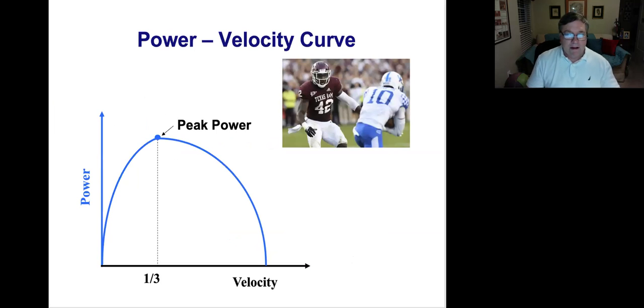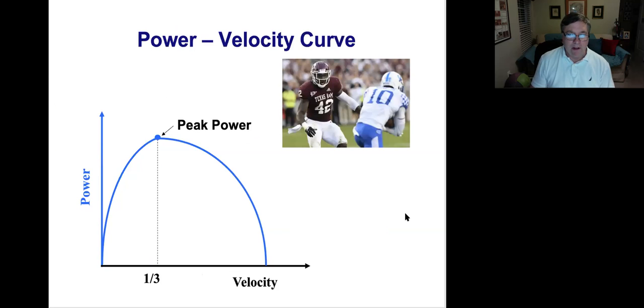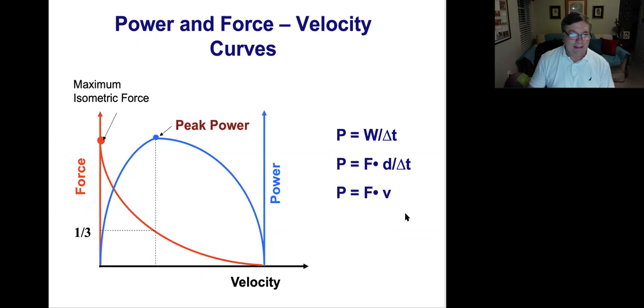There we go. So someone like a linebacker or a shot putter, these are people who produce huge amounts of power. So peak power, notice, is somewhere in the middle at about 1/3 of maximal velocity and about 1/3 to 1/2 of peak force as well. So if I overlap our force-velocity curve and our power-velocity curve, it's going to look like that. So this is where we produce the greatest amount of power. That combination of strength and speed.